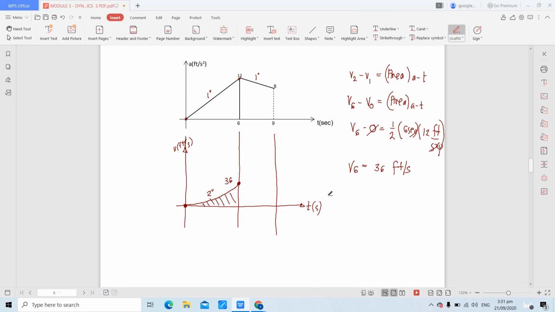So, ano magiging final natin ngayon? Velocity at 9 seconds. Minus, ang magiging initial natin ngayon is at 6 seconds, equivalent to the area of acceleration versus time from 6 seconds to 9 seconds. No? So, velocity at 9, kinukuha natin yan, minus velocity at 6, na-compute na natin, 36. Equivalent to the area from 6 seconds to 9 seconds. Ito yung area na kinoconsider.